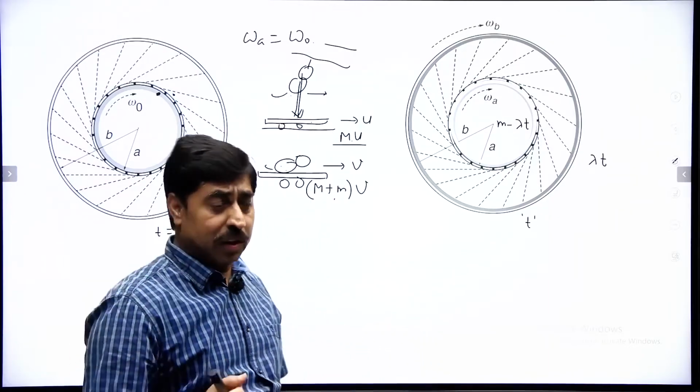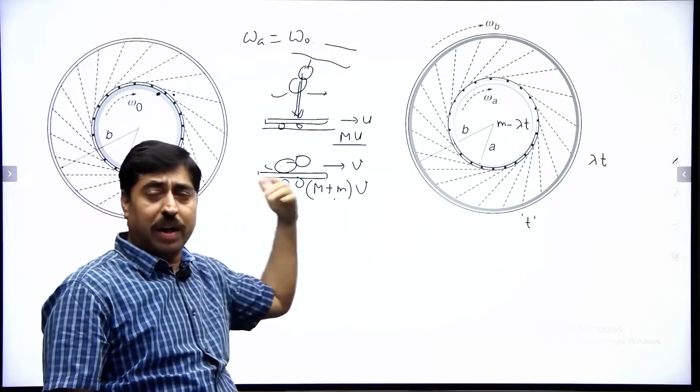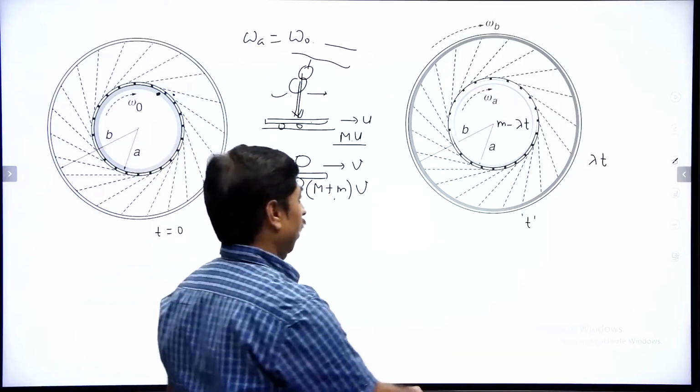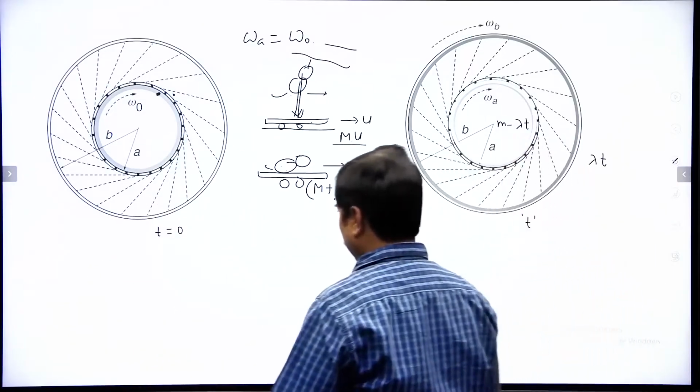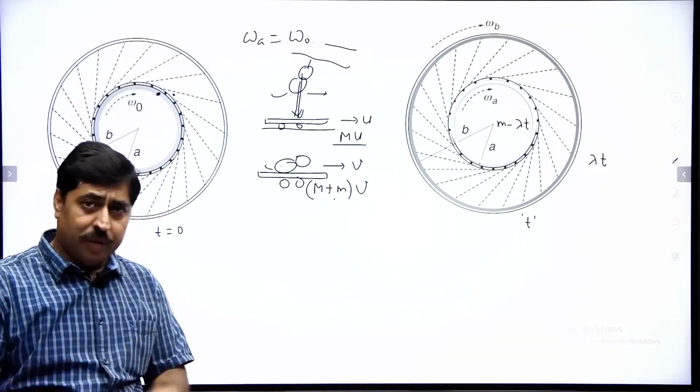So the velocity has changed. A similar thing will happen here, but we will have to talk in terms of angular momentum rather than linear momentum. So let us do that. How can you do that? Very simple. Let us consider the situation at time t.